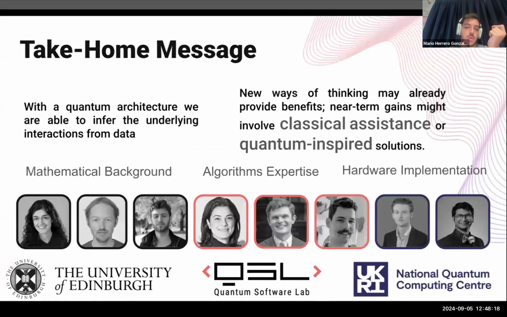So the take-home message here: quantum is quite a new technology, and it still has a lot of study to undergo. But the main thing that we have been proving here is that we're able to infer what I was talking about at the beginning, the underlying interaction from data. Now, as I said, the quantum algorithms are still, at least for the variational case, which is the one that I explained, not at their best performance. So we still need some classical assistance, and maybe with this even design classical quantum-inspired solutions.